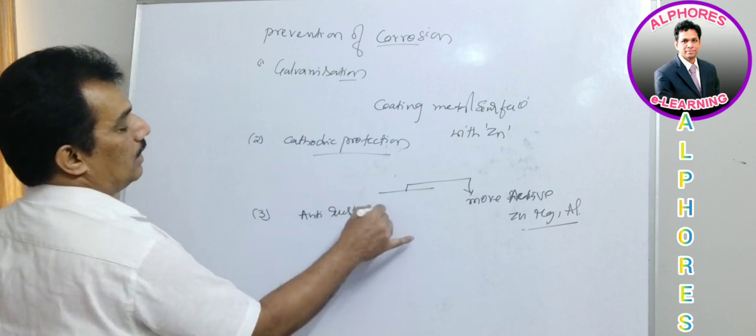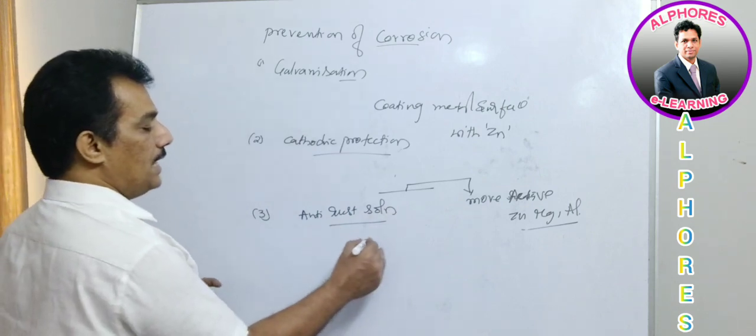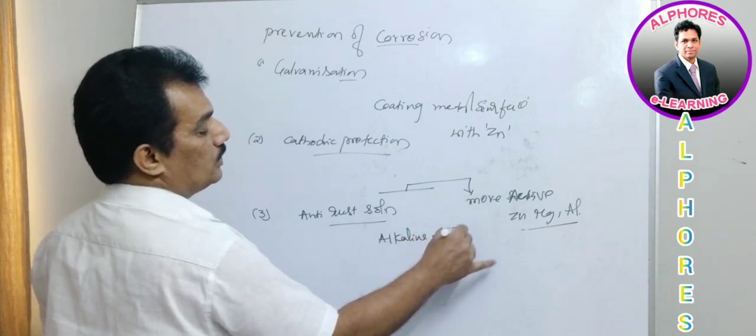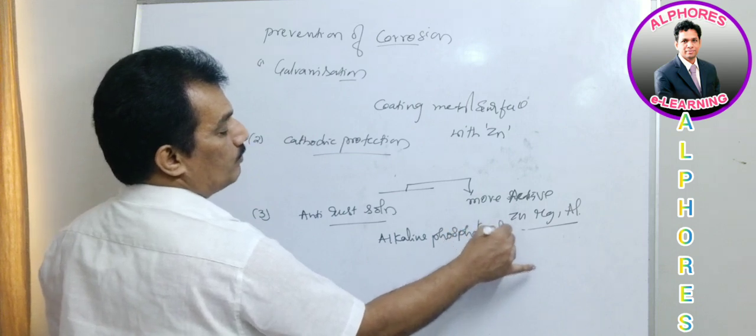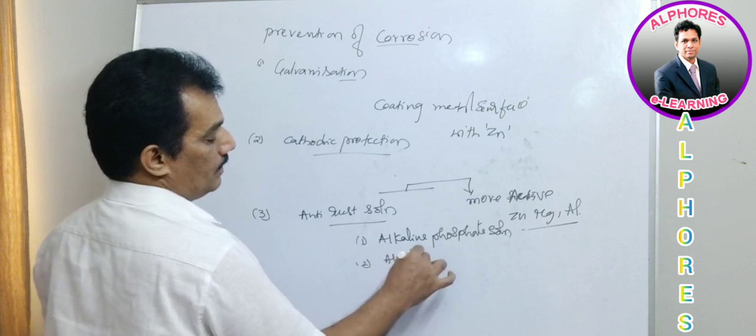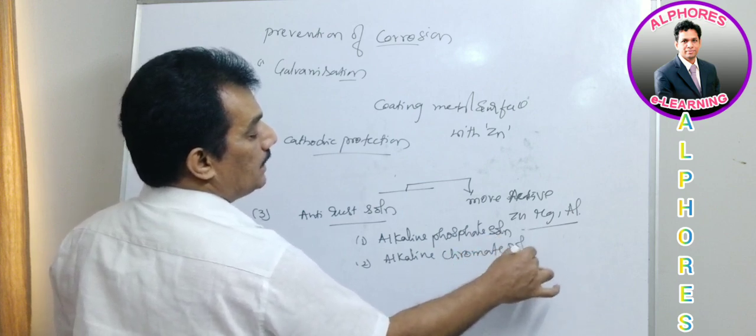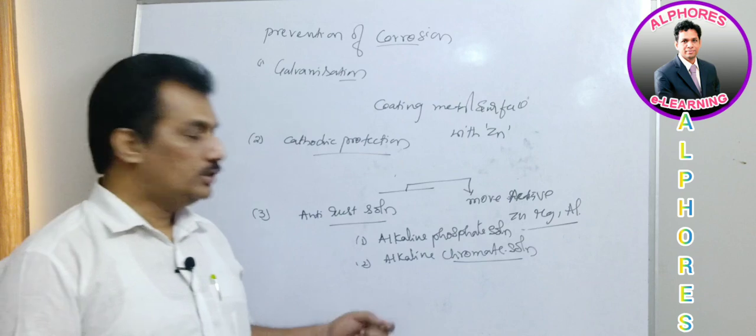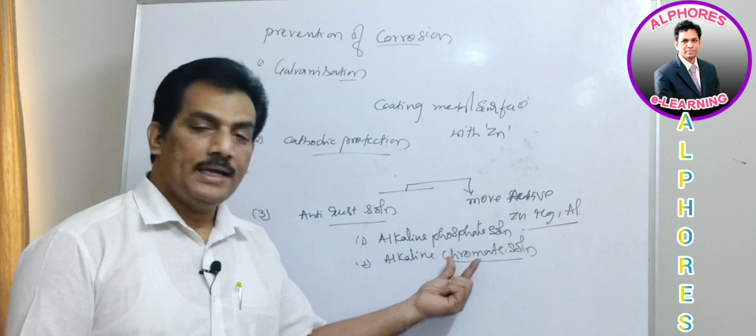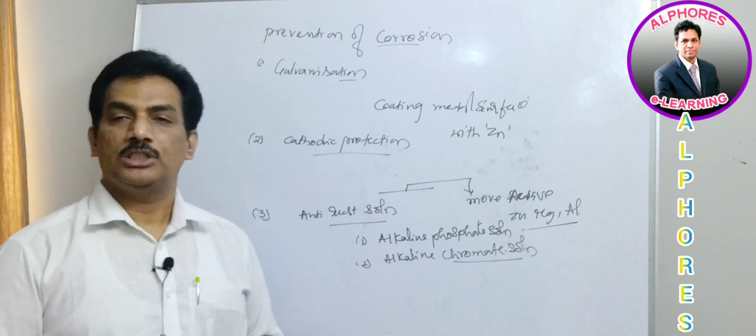And the third one is using anti-rust solutions. And what are anti-rust solutions? This is a very important question for competitive examinations. Here anti-rust solutions are alkaline phosphate solutions. You remember? Alkaline phosphate solution. And the next one is alkaline chromate solutions. These two are anti-rust solutions. So when we use these solutions for the protection of iron, they will protect the iron from rusting. That is about the total electrochemistry chapter.